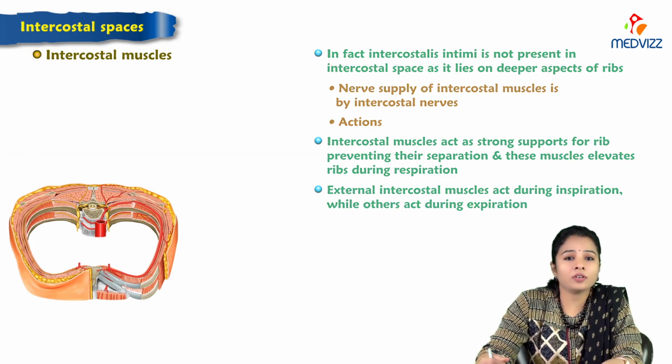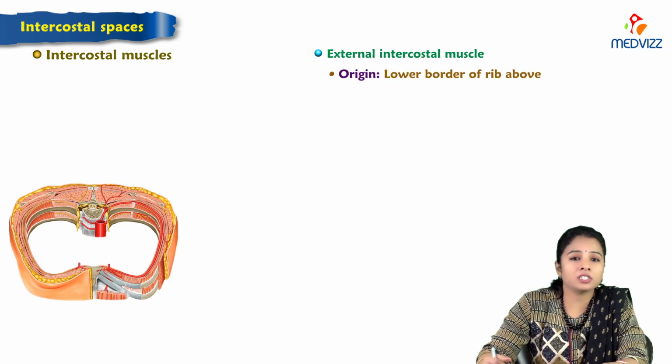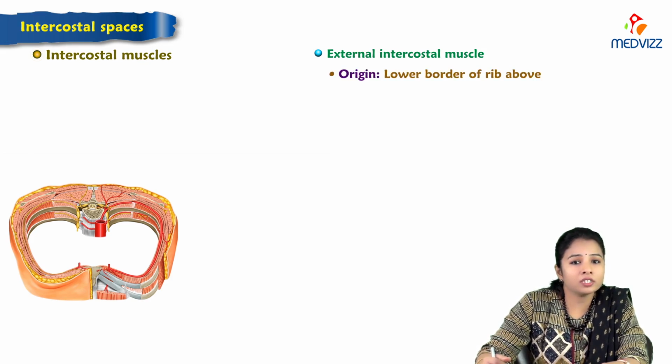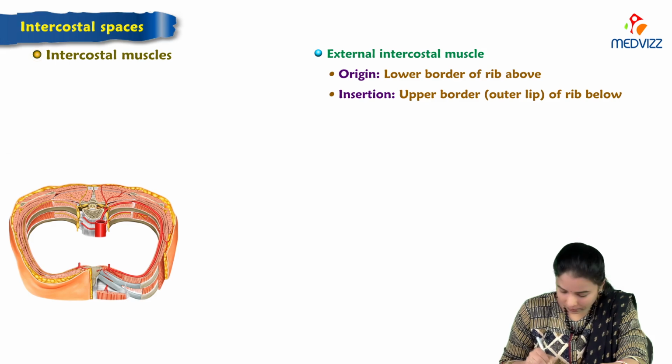So let's talk about the external intercostal muscle. If you see the origin of the external intercostal, it gets its origin from the lower border of the rib above. So from the upper rib, it gets its origin.